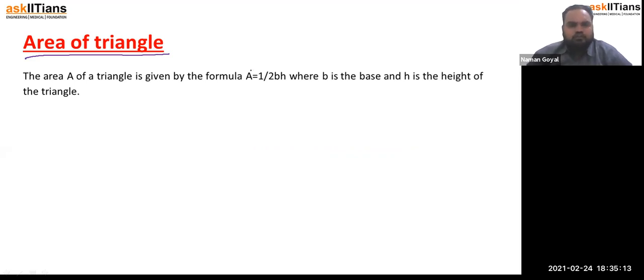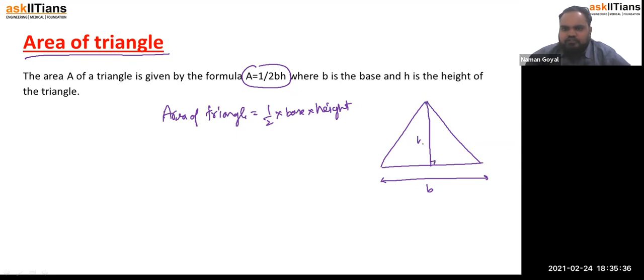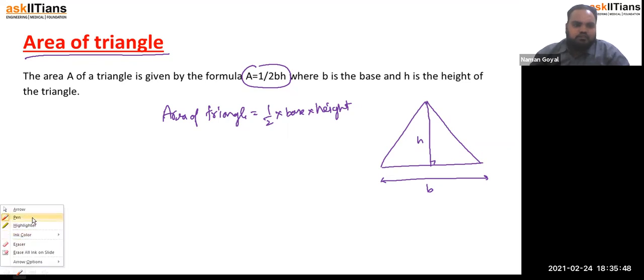Now next is the area of a triangle. As you all know, the area of a triangle is 1 upon 2 into base into height. Area of triangle is equal to 1 upon 2 into base into height. See, same, if there is a triangle like this and this is the base, then the height is the one which is perpendicular to this base, right? So this is the height. So this is the formula for the area of a triangle and the previous formula is for the area of a parallelogram.